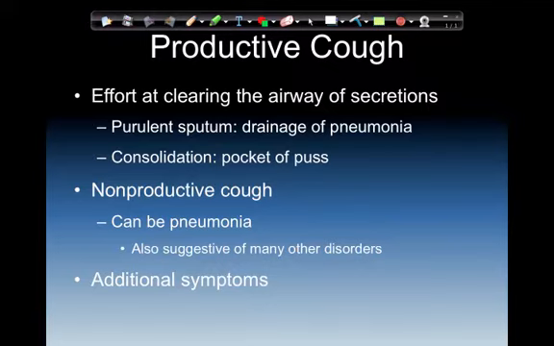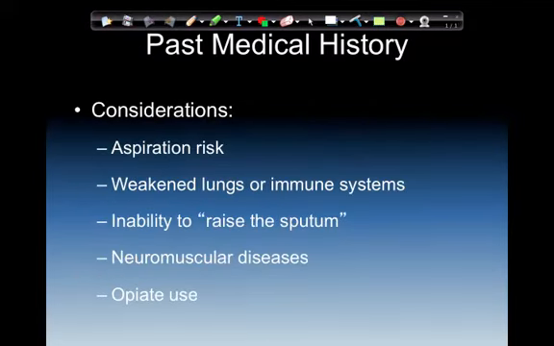Additional symptoms, night sweats, and unexplained weight loss. Medical history is going to be essential. If the patient has an aspiration risk, prior strokes, acute alcohol intoxication, esophageal disorders, gastroesophageal reflux disease, weakened lungs or immune system, pneumonia can flourish. Inability to raise the sputum, anybody that has this is at a greater risk. Neuromuscular diseases as well, the patients will be at a greater risk from inability to bring up the sputum.